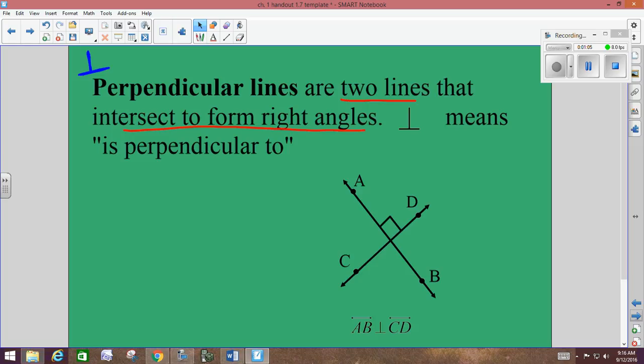If you see the word perpendicular, then there better be a right angle in your picture. Either it will already be there or you need to put it in there. But perpendicular means they're going to make right angles. Okay?